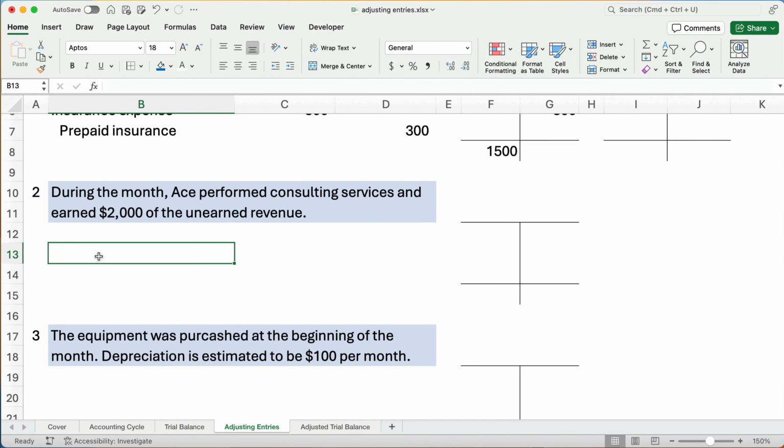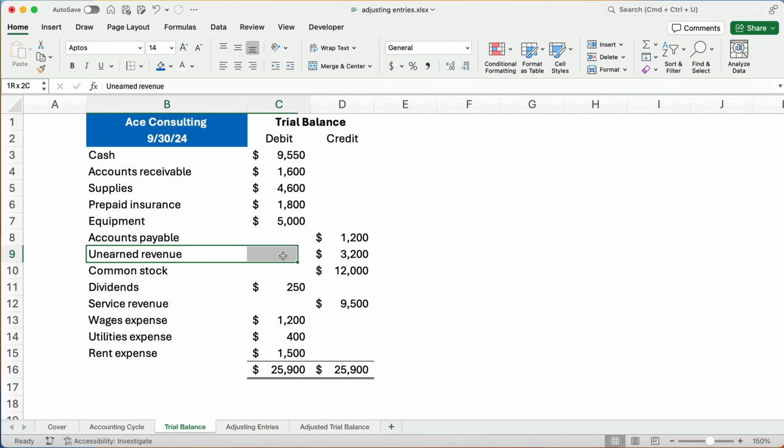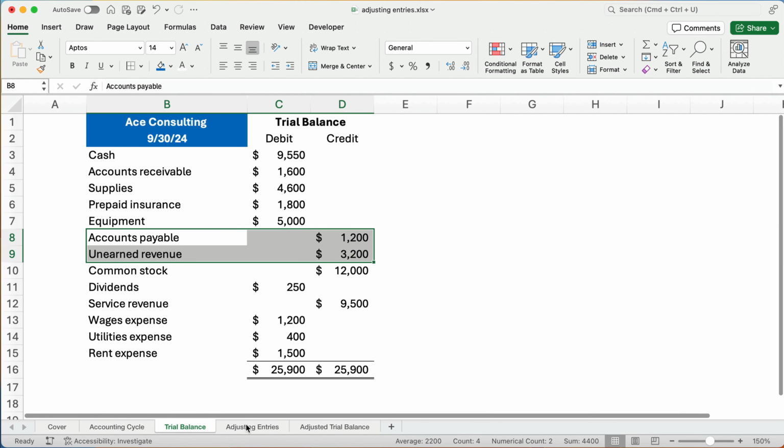All right, number 2, during the month, ACE performed consulting services and earned $2,000 of the unearned revenue. Okay, now how do we get unearned revenue? Let's go back and look at what we have. Unearned revenue says a credit of $3,200, and it's in the liability section because it's a liability. Someone prepaid $3,200 because they want consulting services from us. They've prepaid, and we later give them that service, and we only earn it when we do the work. So what happens is we have unearned revenue.